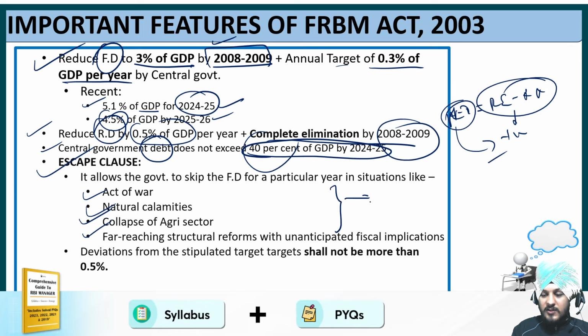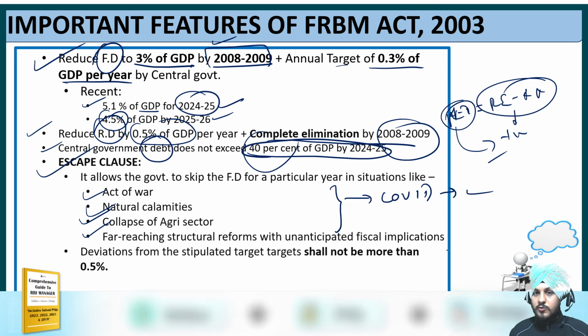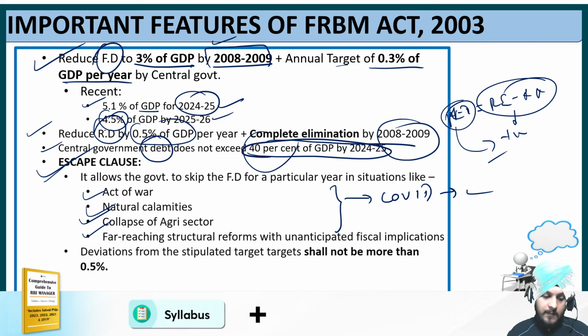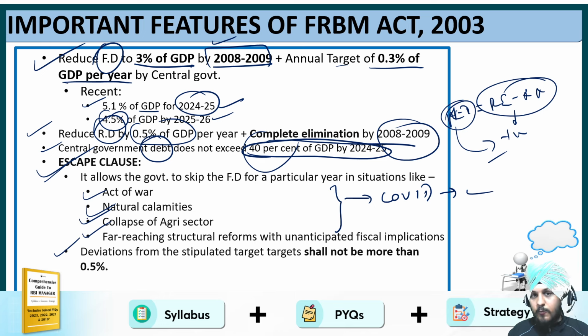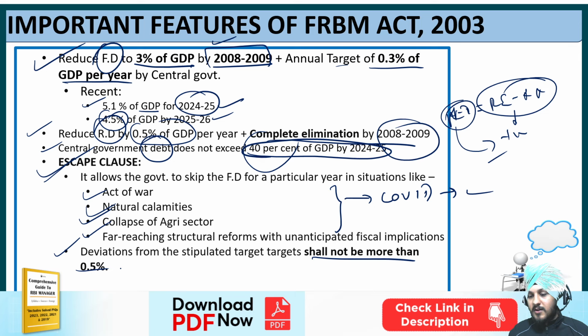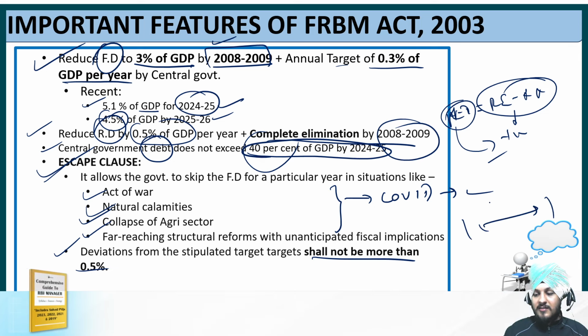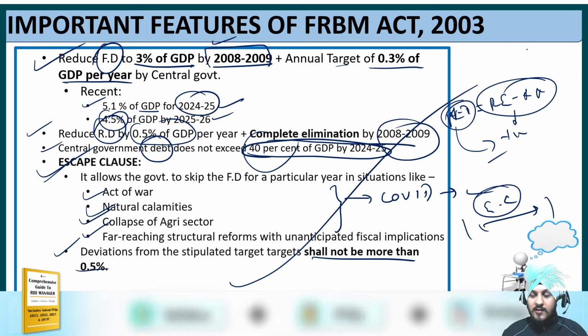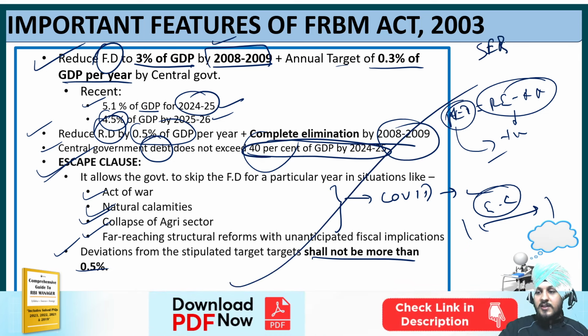So the example of this can be COVID. During the COVID times, the government made some sort of deviation from the fiscal deficit target, which it did under the escape clause. Now another point regarding the escape clause is that the deviations from the stipulated targets shall not be more than 0.5%. So the deviation that they are making under the escape clause should not be more than 0.5%. I hope the FRBM Act is clear to you, and very specifically it has been mentioned in your SEBI Grade A syllabus and is important for your exam.